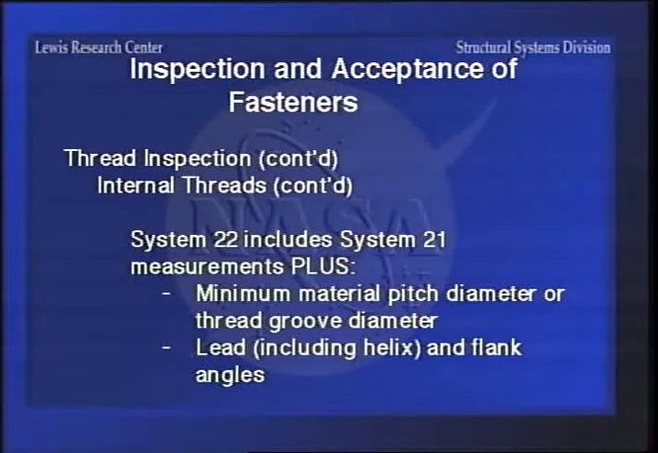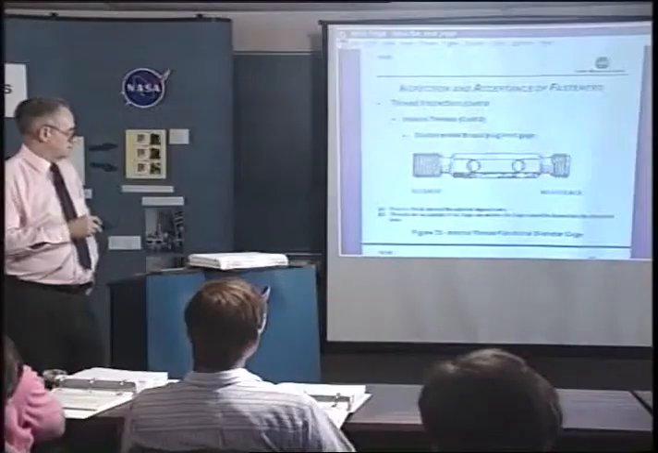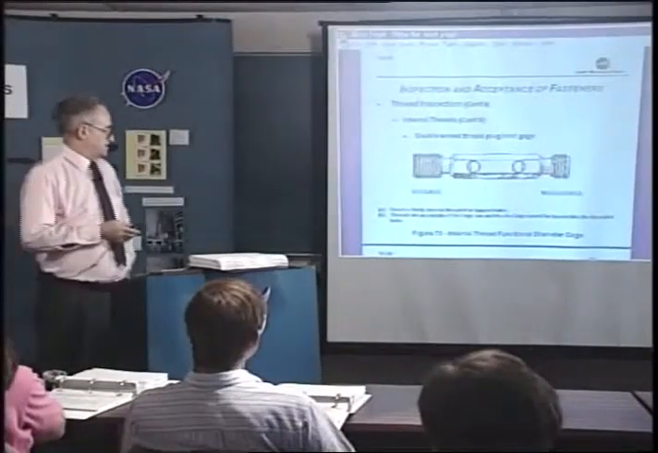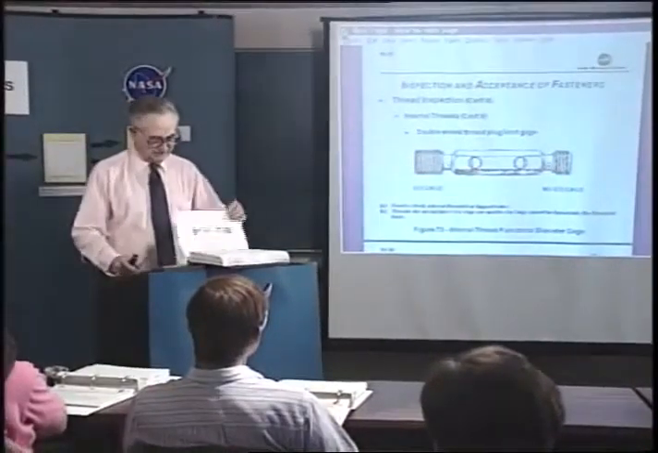It includes the 21, and then you go for minimum material pitch diameter or thread groove diameter and the angles on the threads. But since this is internal thread, this is hard to do, so usually people don't do it. Now here's a go, no-go gauge. One side will thread in if it's in normal tolerance, the other side won't. And this is used to check internal threaded or tapped holes. And usually that's about the only acceptance that people use, I found.